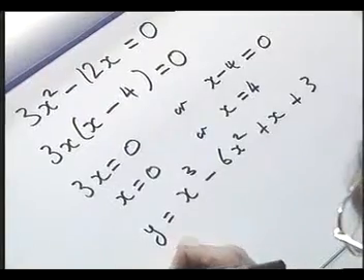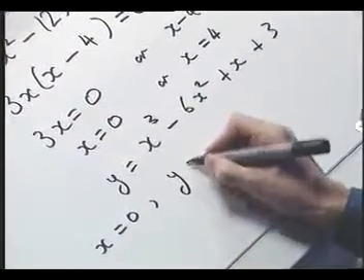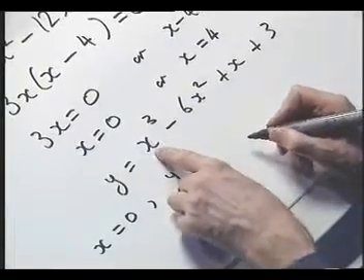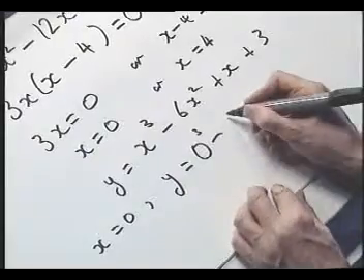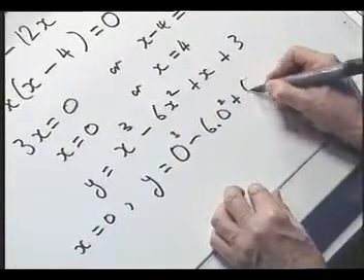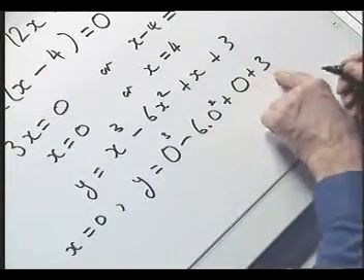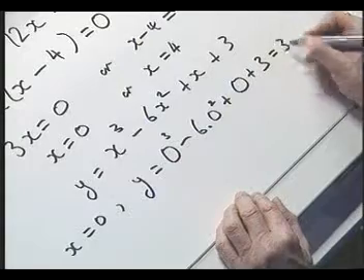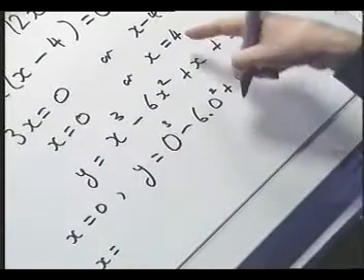And first of all, we want the point x equals 0. And so y equals, we put x equals 0, that's 0 cubed minus 6 times 0 squared plus 0 plus 3. Well, each of these three terms is 0, so we end up with 3. And x equals 4.